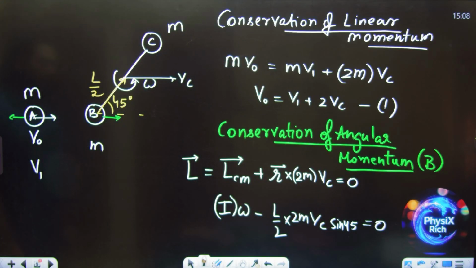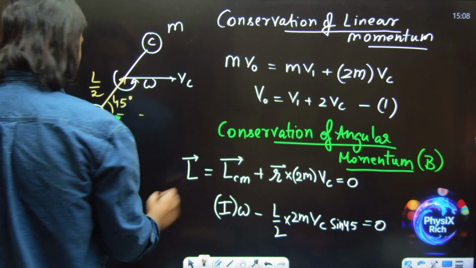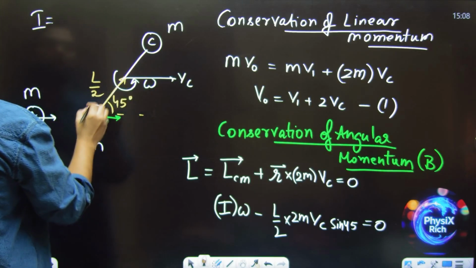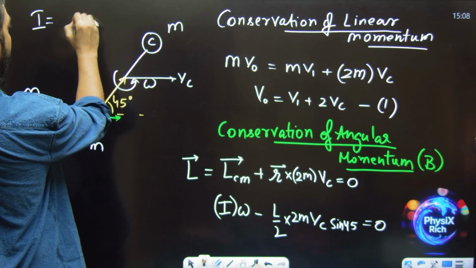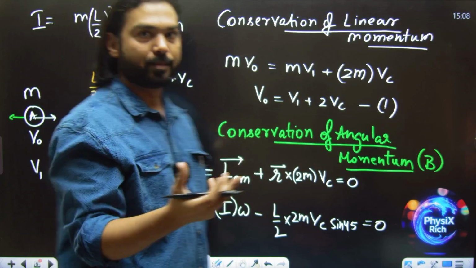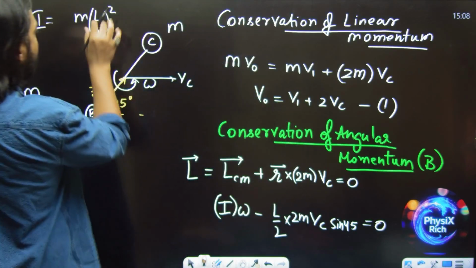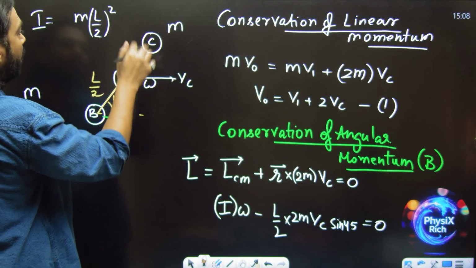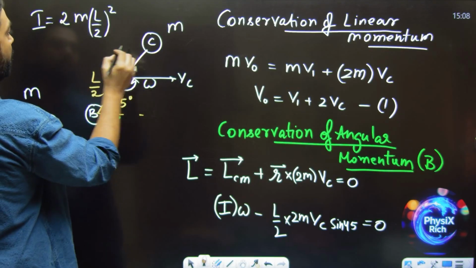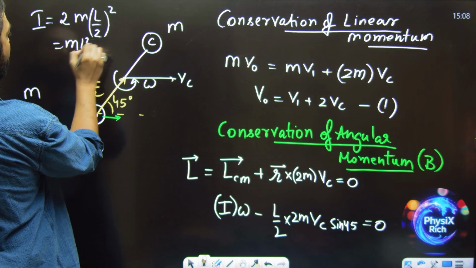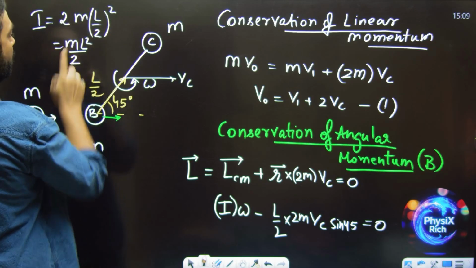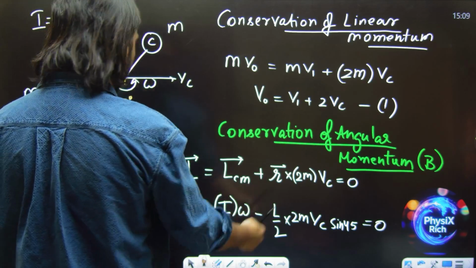Alright. So now what can I write about I though? I, the moment of inertia of this whole system. What will it be? About the center of mass, it will be m times L by 2 whole square. Like, you know, mr square is the formula, no? So m L by 2 whole square will be the moment of inertia of one of these. And we multiply that with 2, because there are 2 of these. So this will be L square by 4, and then 2 cancels, so this is actually mL square by 2. Okay, so let's take it to the next page.